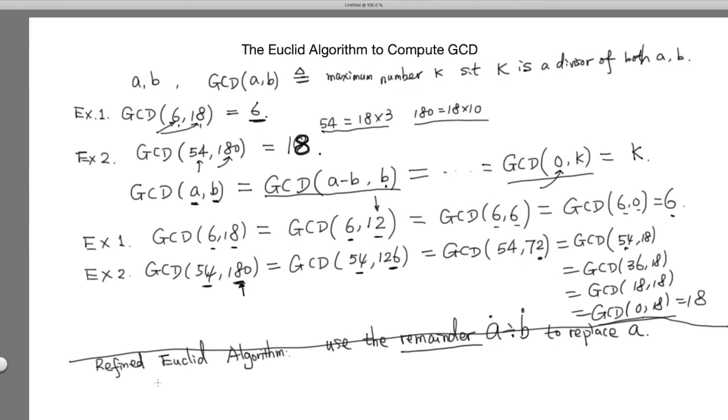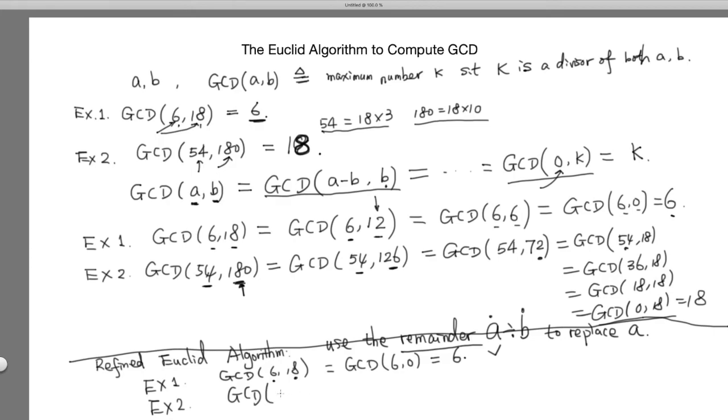Let's again look at example 1. GCD of 6 and 18. 18 is the large number, 6 is the smaller number. So we use the remainder of 18 divided by 6 to replace the large number. This equals GCD of 6 and the remainder of 18 divided by 6, which is 0. So 6 and 0. Here this GCD equals 6. We're done.